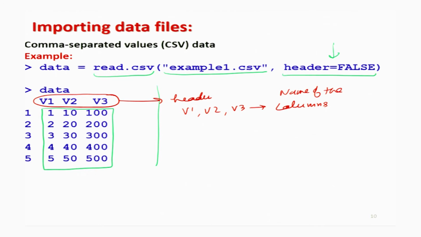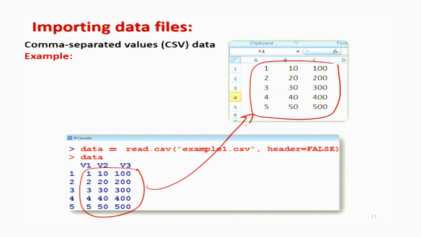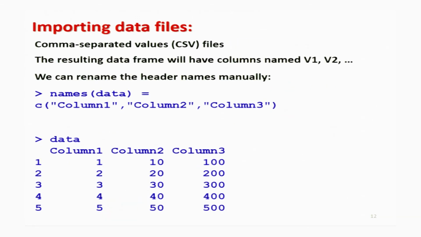So now when R is giving these names automatically, there is a possibility that you may like to give a name which makes sense or which is needed according to your data. Now you can see here in this screenshot, this was your data, and now this is your data which is matching. Now the data is read correctly, but now there is a header also.